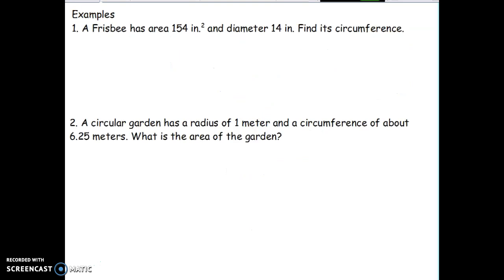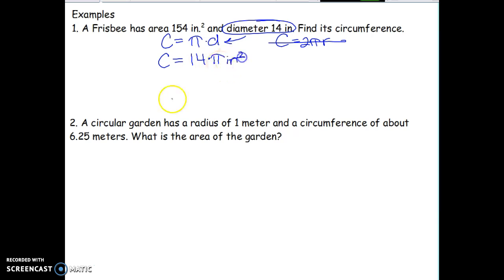All right, so we just have a few examples today. A frisbee has area of 154 inches and a diameter of 14 inches. We want to find its circumference. So we know that the circumference is either going to be pi times the diameter, or 2 pi r. Well, in this case, they've given us the diameter, so we want to use the formula that uses diameter. So we're going to ignore this formula for now and just use this formula here. So C is equal to 14 times pi, and we can leave our answer like this.